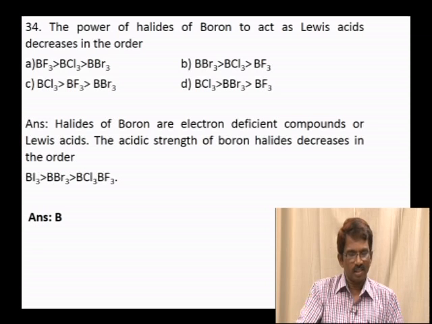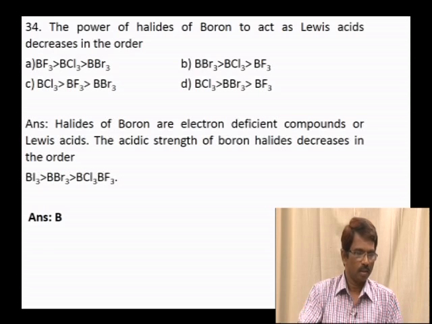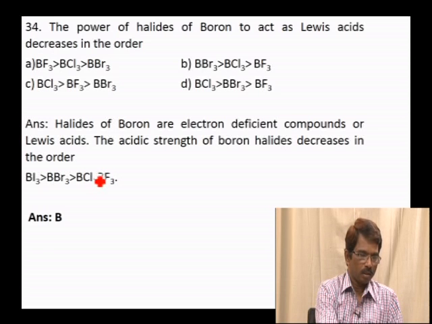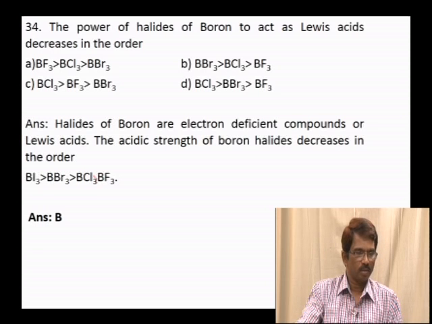The acidic strength of these boron halides decreases from iodides to fluorides, and therefore in the options, option B, which says BBr3 more acidic than BCl3 more acidic than BF3, that becomes the correct option.